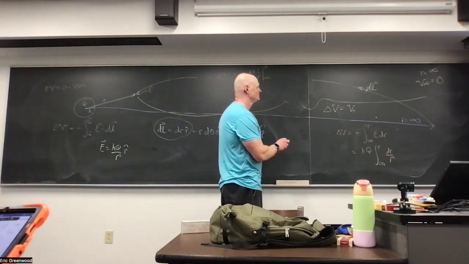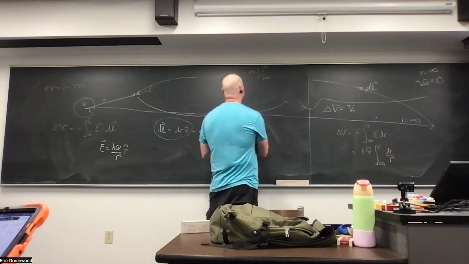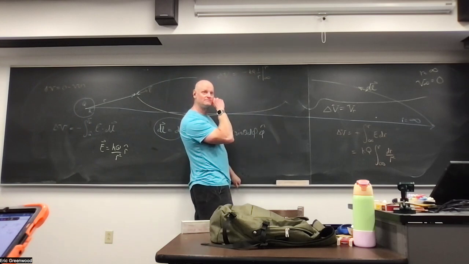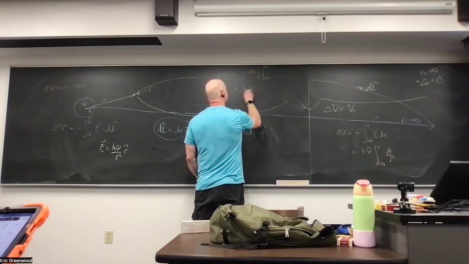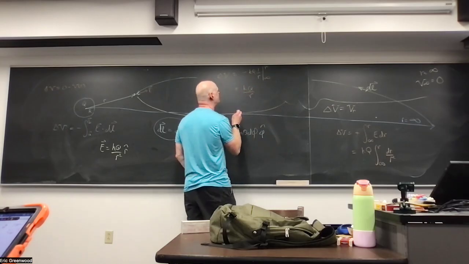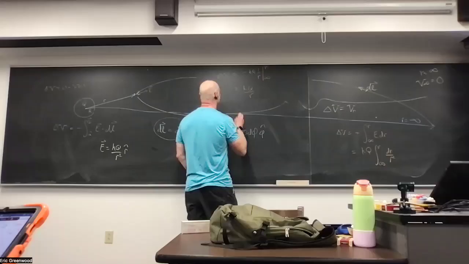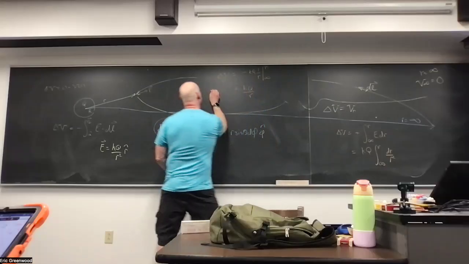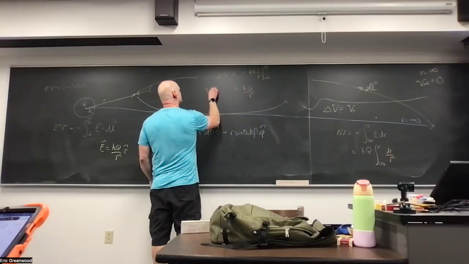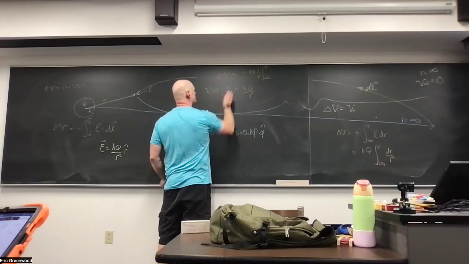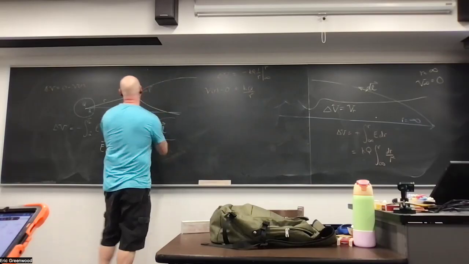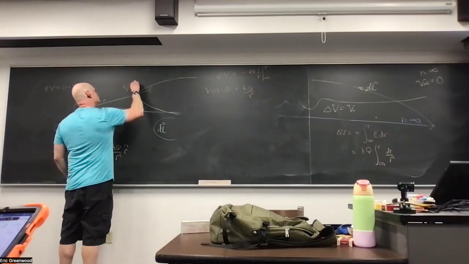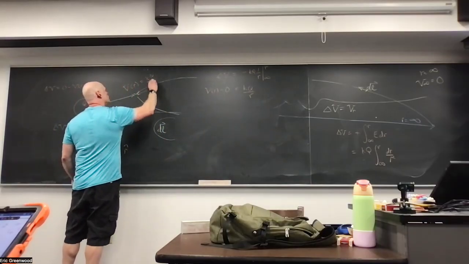Now, plug in my bounds. What happens when I go to infinity? I get a 0. So this is simply going to be kq over r. What does this mean? This is equal to my potential at r minus my potential at infinity, which is 0. So at the end of the day, my potential at this point is simply kq over r.